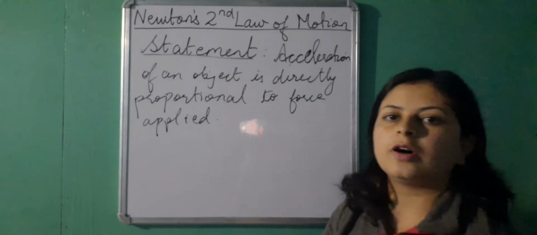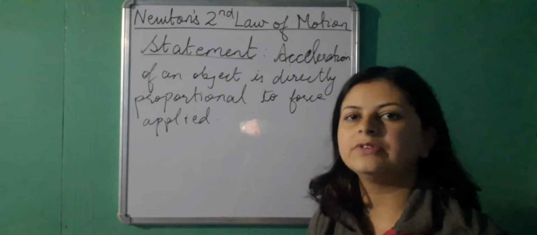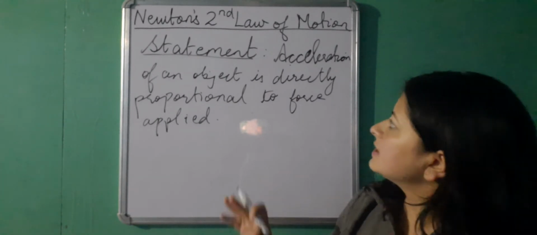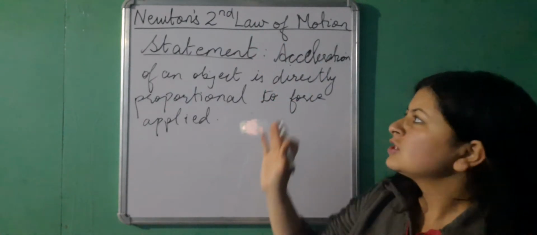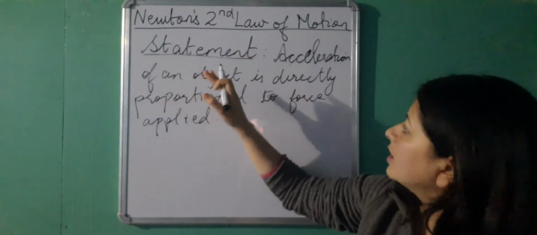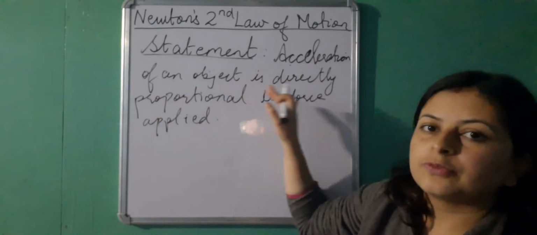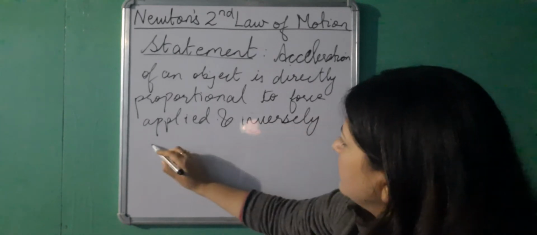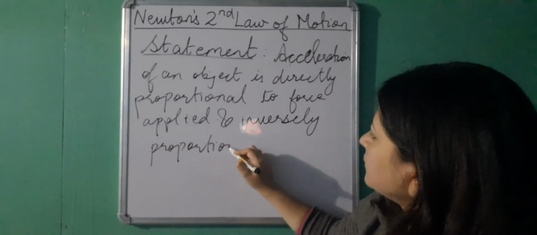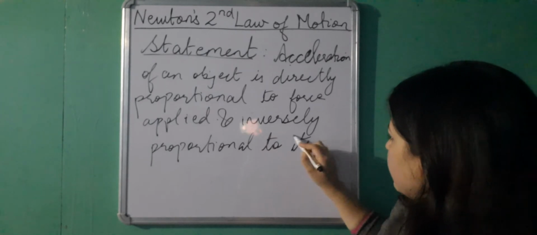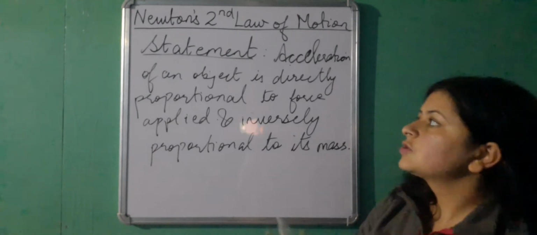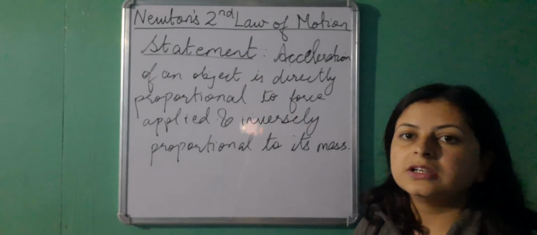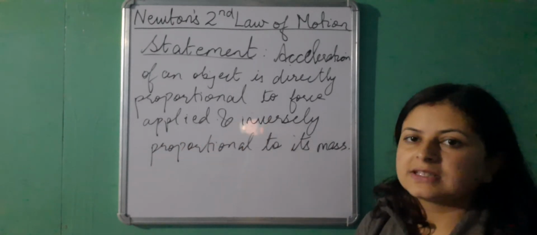So this is the simplest statement of Newton's second law of motion. There are other ways in which we can state Newton's second law of motion, but to get a concept about it, this is the simplest statement that we can give. In addition, we can also state that it is inversely proportional to the object's mass. So in a gist, acceleration of an object is directly proportional to the force applied and inversely proportional to the mass of the object.